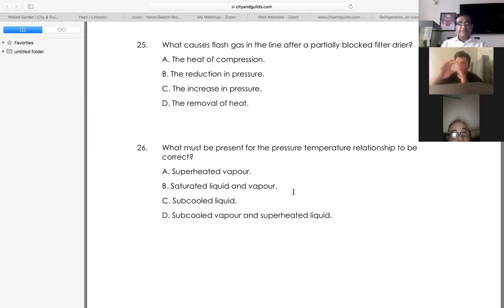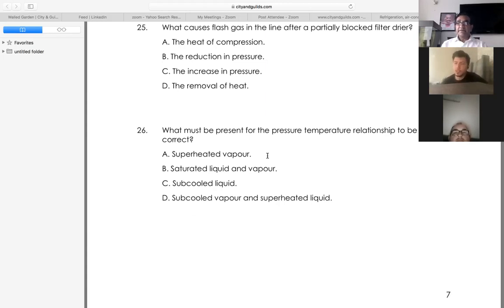It's a B. It's got to be a mixture of saturated liquid and vapor. So it's a mixture, 50-50, 90-10, 80-20. As long as we've got a mixture of liquid and vapor and it's changing state, either absorbing heat in the evaporator or rejecting heat at the condenser, then that pressure temperature relationship will confirm itself. Yeah, 80-20 is the sweet spot, isn't it?